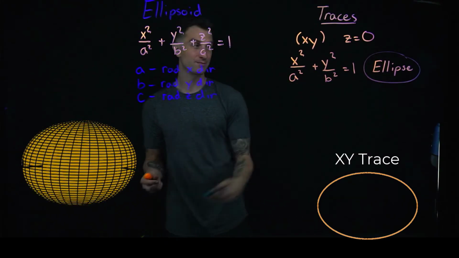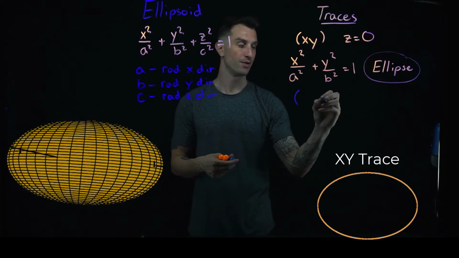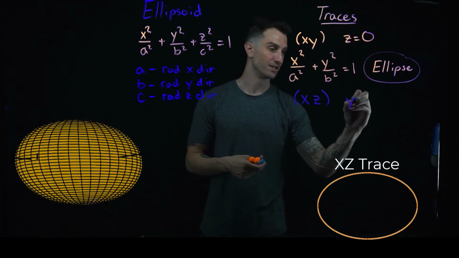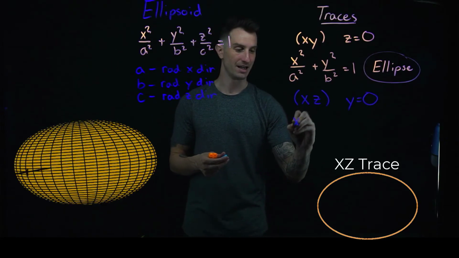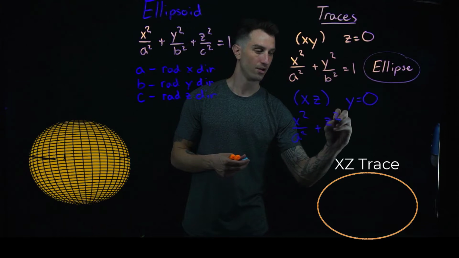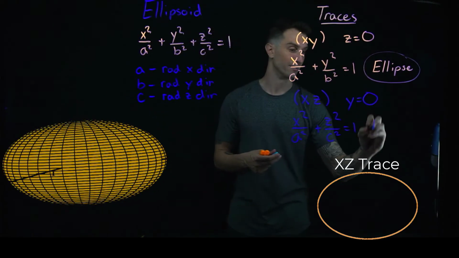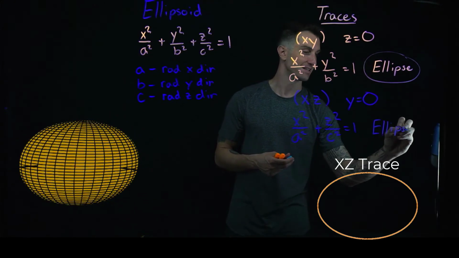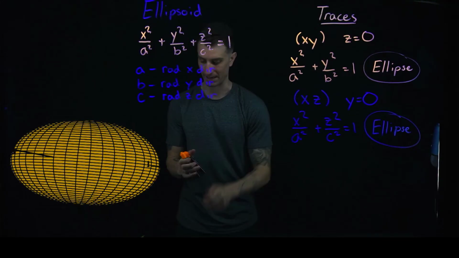And we're going to repeat this process. Maybe some of you already see where this pattern is going, so feel free to speed through it. But if we're in the xz plane, this is when y is equal to 0. What does this mean? Well, this would be x squared over a squared plus z squared over c squared is equal to 1. And again, we have another ellipse. So we have an ellipse in the xy, we have an ellipse in the xz. Any guesses what we have in the yz plane?